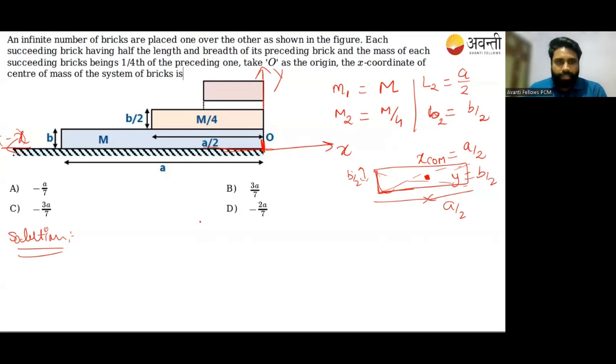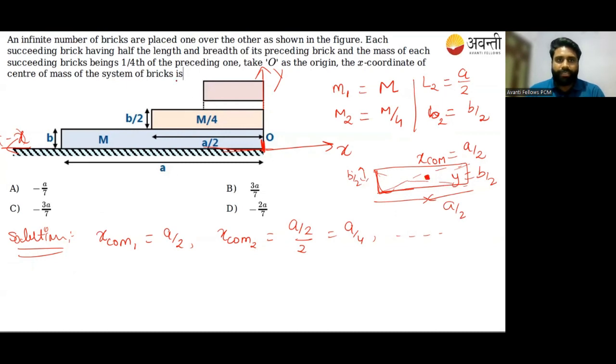So if the x coordinate of the center of mass of the first brick is A by 2, now the center of mass of the second brick would become, because this length is decreased by half, A by 2 and by 2. It is the half of that, so it is A by 4, and so on.